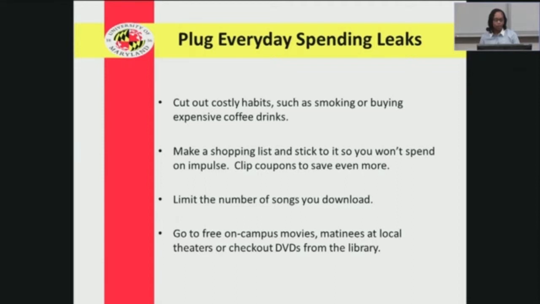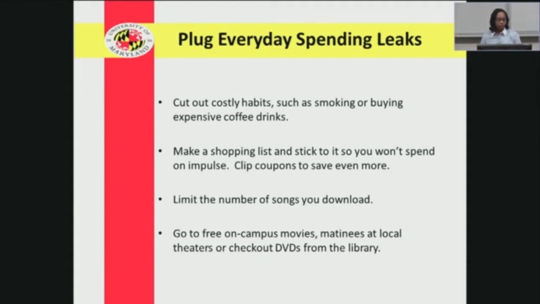Don't spend on impulse. If you get the paper, or you can go online to get coupons, you can save even more. Limit the number of songs that you download. I think a song right now is between 99 cents and $1.29 or so, so you can limit that in order to save money.